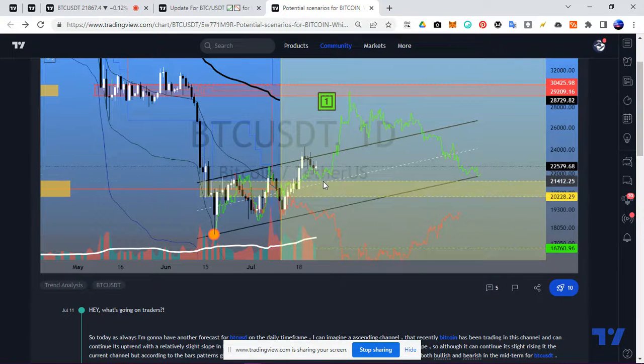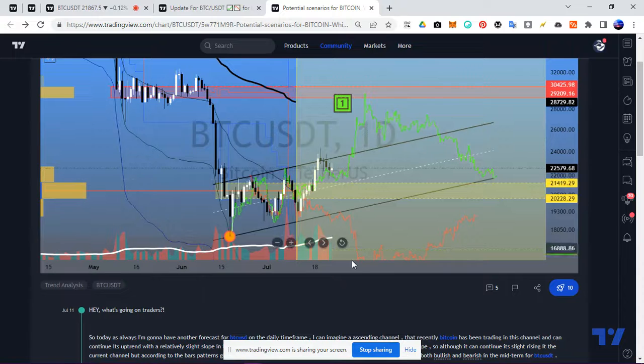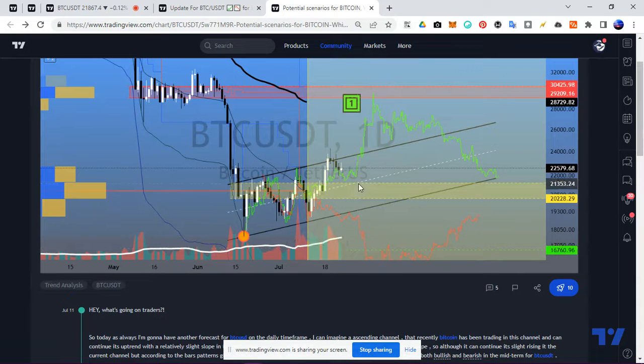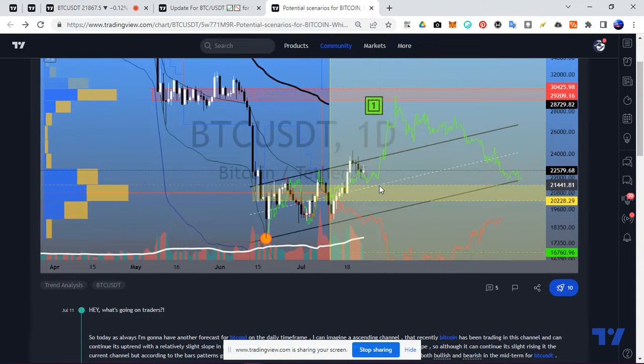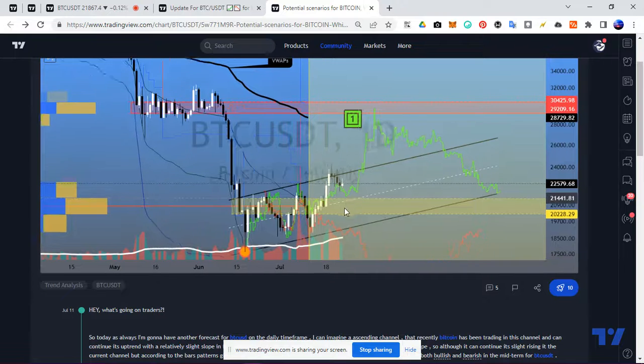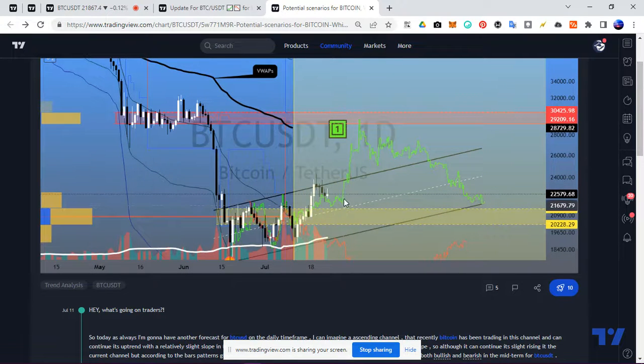And I think it can retrace to this lower important zone and then rise again from here. And if it is able to break out of this higher ascending trend line, it can easily reach the higher resistance zone between $29,000 and $13,000.